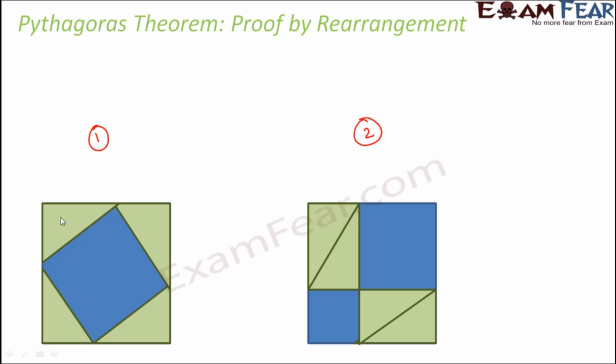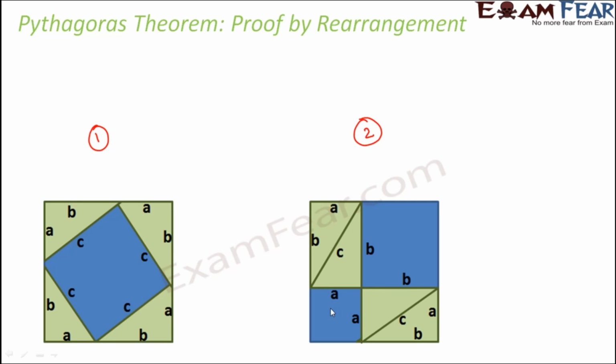So here also 4 triangles have occupied some area. Here also 4 triangles have occupied some area. So the remaining area here is this blue area. The remaining here is the blue area. So the blue area here should be equal to the blue area here. That is very much logically true. I hope you agree with me till here. Okay. Now we have to see what is this blue area here and what is this blue area here.